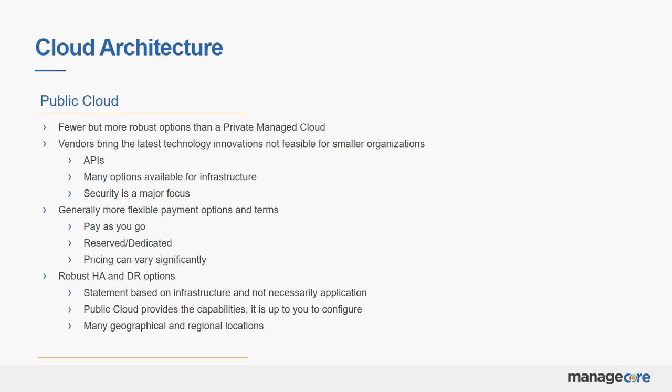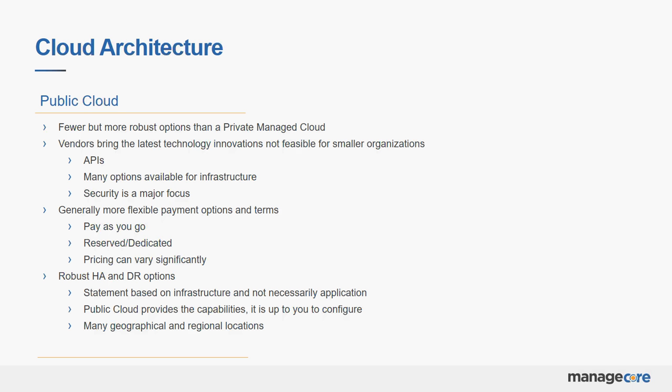Now I'll turn to the public cloud and give you a few different scenarios in that instance. There are actually fewer public clouds out there, as we all know, but they generally have more robust options than a private managed cloud. Those vendors, the Azures and the AWSs of the world and Googles, they bring the latest technology innovations with them, and some of them are just not feasible with smaller organizations. APIs, other infrastructure, so you may be looking to migrate some other infrastructure and your strategy is to eventually get to a public cloud, well, some of these public clouds might offer more in that scenario than your standard private managed cloud.